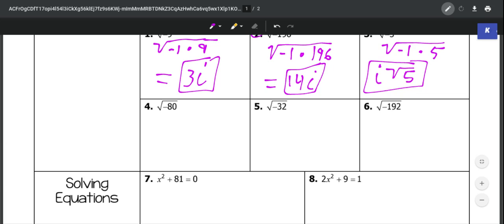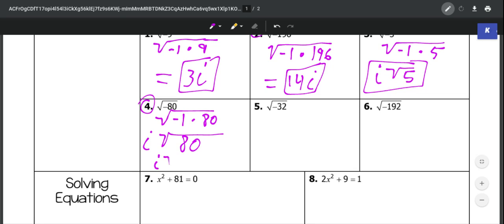Now, we'll look at two examples where they don't come out nicely, but you can break down the inside to where you can still take out a portion of what's inside your square root. If we look at number 4, the first thing you're going to do is rewrite this as the square root of negative 1 times a positive 80. So we can go ahead and take out i. Now we've got i times the square root of 80, and we can break down 80 even further.